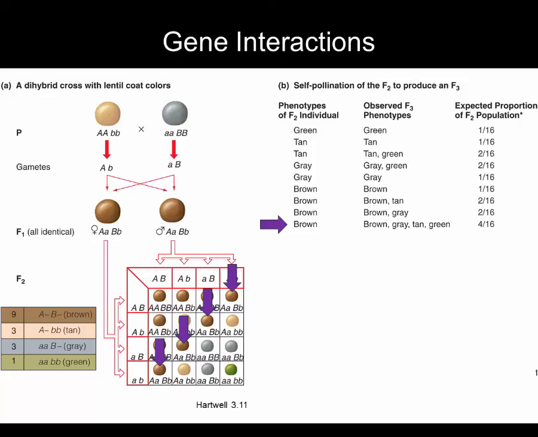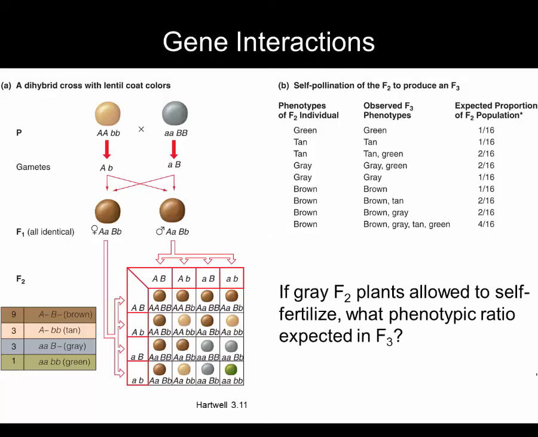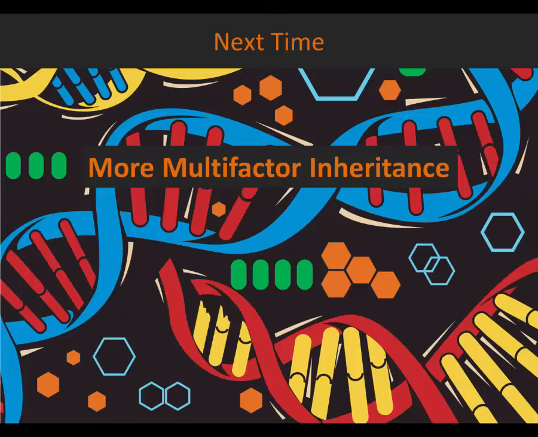So if we just took all of our gray lentils from the F2 and allowed them to self-cross, what is the phenotypic ratio we should expect in the F3? We will address questions such as this in the next class. And in the next video, we'll cover more of multi-factor inheritance.